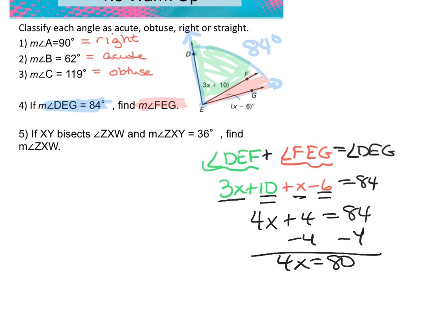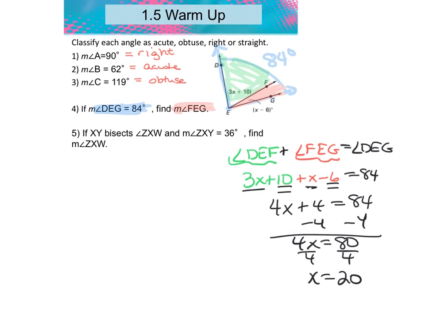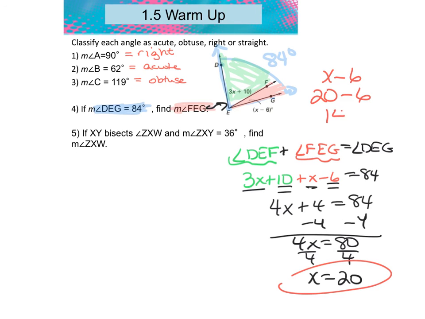4x equals 80, divide by 4, and x equals 20. Now this was a mistake that some people made on the quiz. They would stop here. Remember, the question did not ask to find x, it wants this red angle here. So what I need to do is take x minus 6, my x is 20, so 20 minus 6, and this angle is 14 degrees.